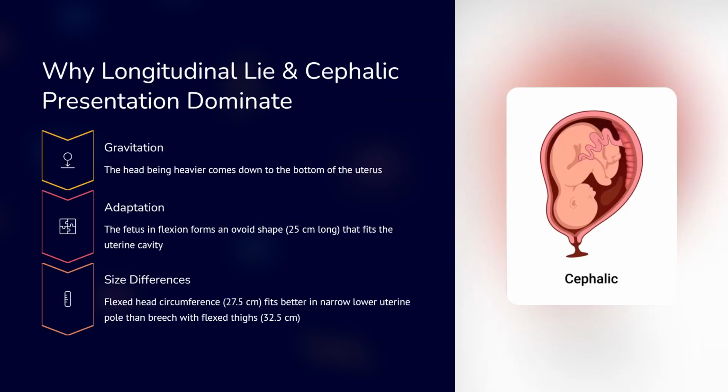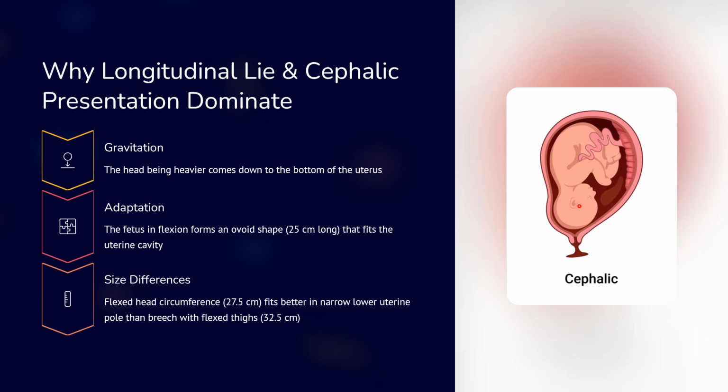Now let's learn why longitudinal lie and cephalic presentation dominate. What is the cause? Okay, so the first is gravitation. As we know, the fetal head is much heavier than the body, and we also know that heavier particles settle down at the bottom. So it's the same here: the head being heavier, that is why it comes down to the bottom of the uterus.